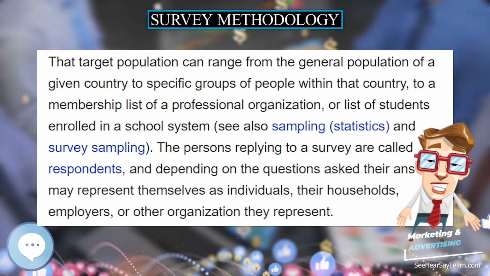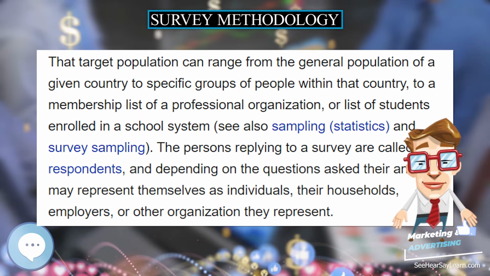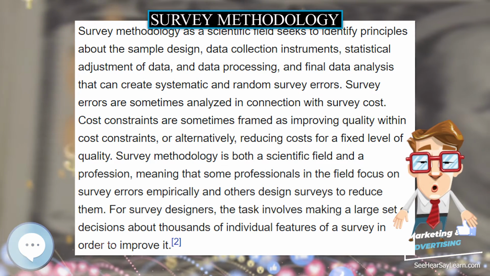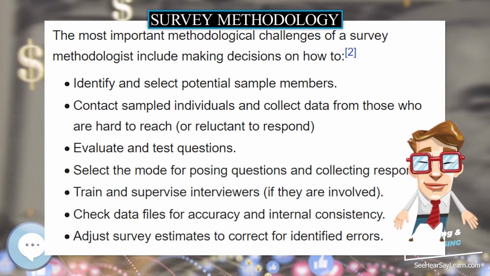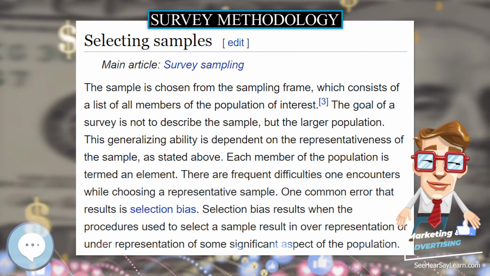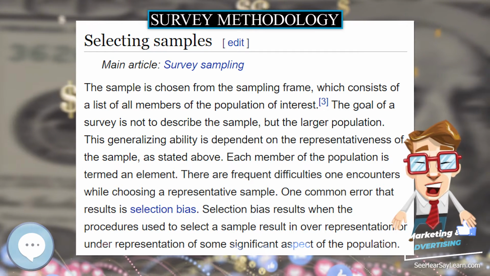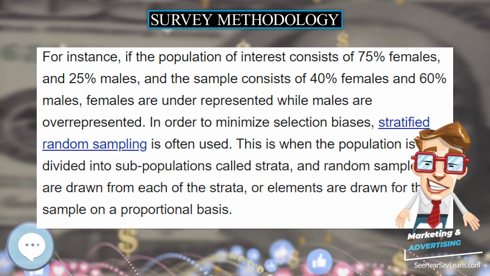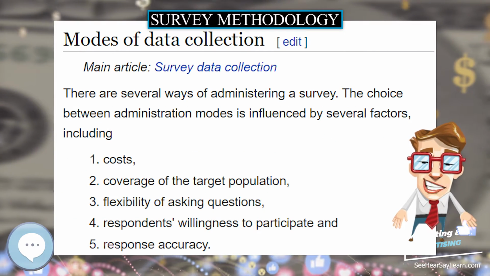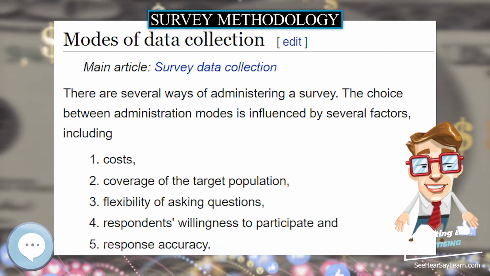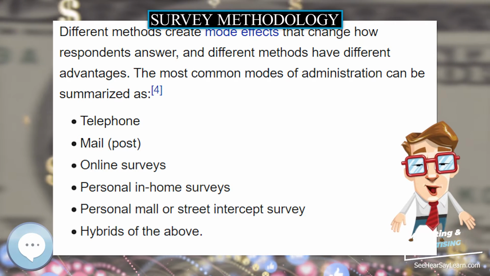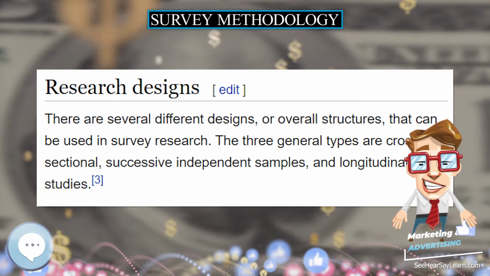There are several different designs, or overall structures, that can be used in survey research. The three general types are cross-sectional, successive independent samples, and longitudinal studies. Cross-sectional studies. In cross-sectional studies, a sample, or samples, is drawn from the relevant population and studied once. A cross-sectional study describes characteristics of that population at one time, but cannot give any insight as to the causes of population characteristics because it is a predictive, correlational design.